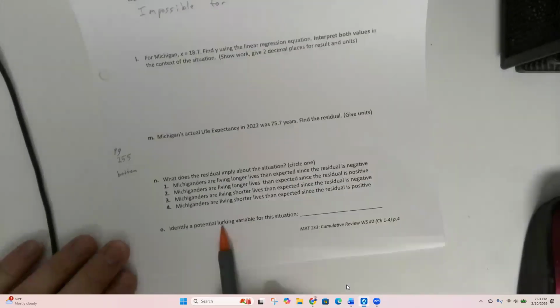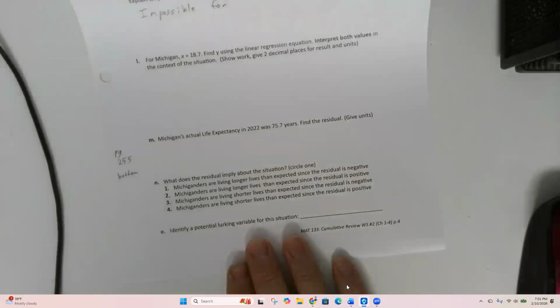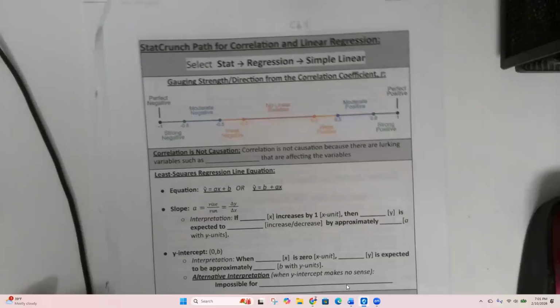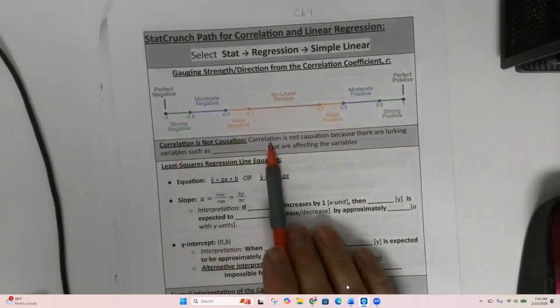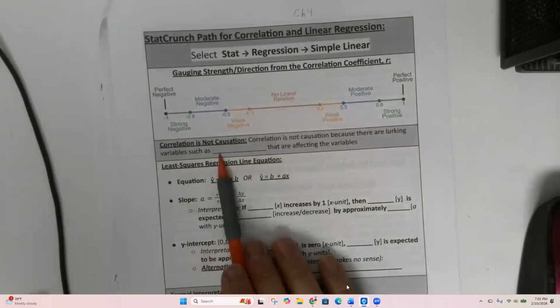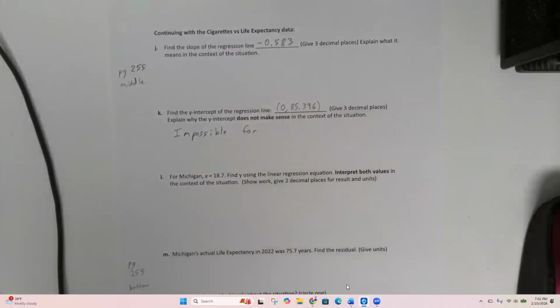Lastly, identify a potential lurking variable for this situation. A lurking variable is what we are talking about when we are looking at correlation versus causation. Correlation is not causation because there are lurking variables that are affecting the variables. In other words, when we are looking at cigarette usage by state, just because a state has higher cigarette usage, that's not necessarily causing lower life expectancy. There could be something else that's driving both of those.